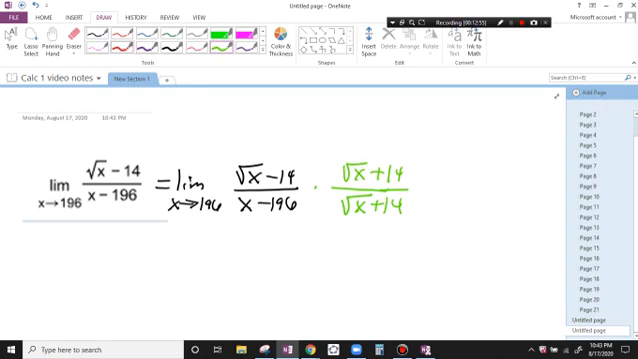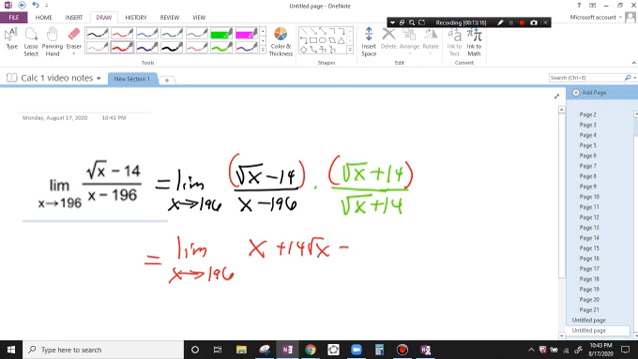The reason why we're doing that is that nice things will happen in terms of canceling. This is equal to the limit as x tends to 196. Now when you do the square root of x minus 14 times the square root of x plus 14, the square root of x times the square root of x is a very nice x. The square root of x times 14 is plus 14 square root of x, minus 14 times the square root of x, and then negative 14 times positive 14 is minus 196, all over x minus 196 times the square root of x plus 14, just the denominators next to each other.